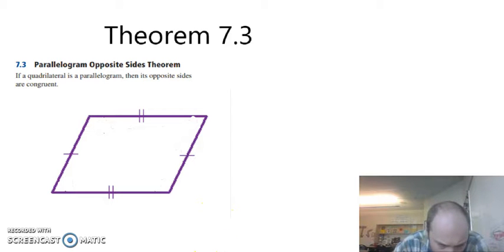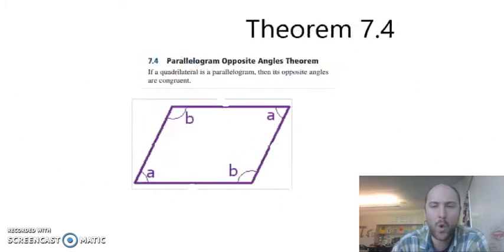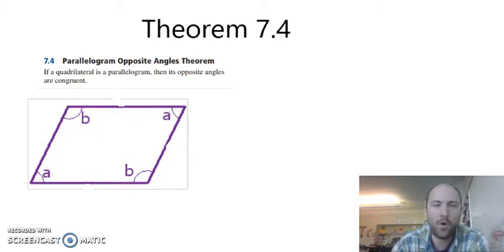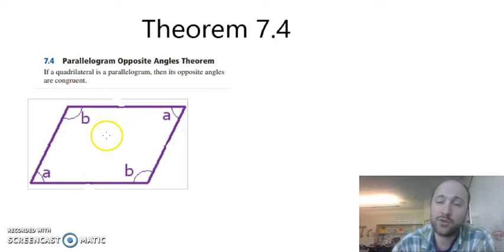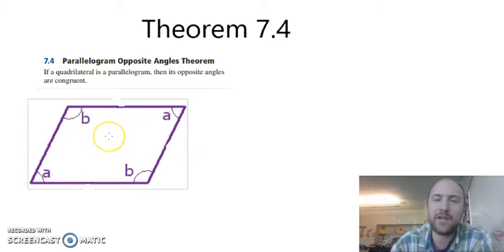Now let's scroll over, if I can find my scrolling knob. Scroll. Theorem 7.4 says that if the quadrilateral is a parallelogram, then its opposite angles are congruent. So the same idea, but now we're talking about angles. So this angle here, angle A, must be equal to this angle here, angle A, and vice versa with our other angles. Angle B must be equal, congruent to the opposite angle B if it is truly a parallelogram. So that's essentially the definition of a parallelogram.